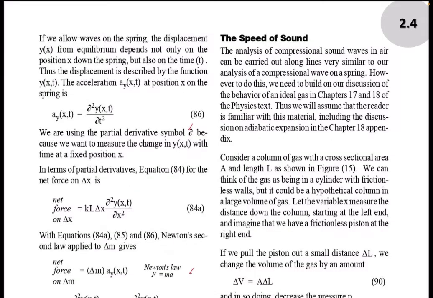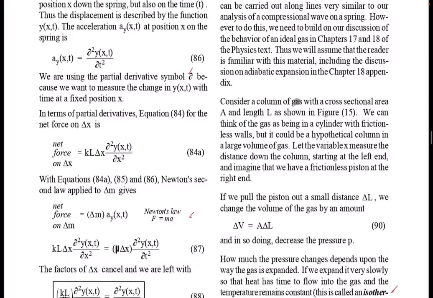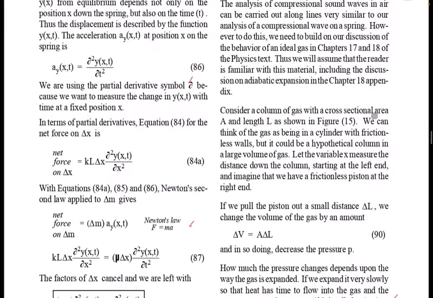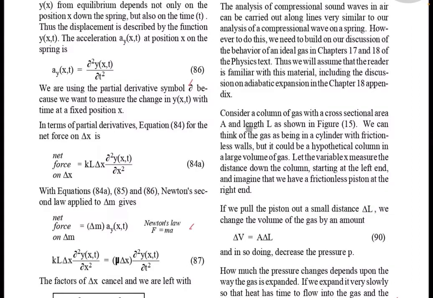We go now with the speed of sound. The analysis of compressional sound waves in air can be carried out along lines very similar to our analysis of a compressional wave on a spring. However, to do this, we need to build on our discussion of the behavior of an ideal gas. Consider a column of gas with a cross-sectional area A and length L as shown in figure 15.